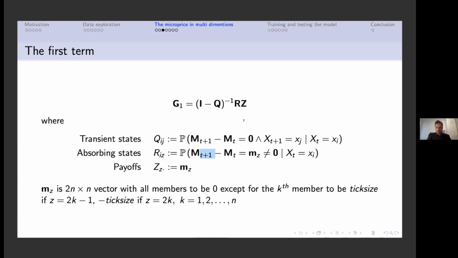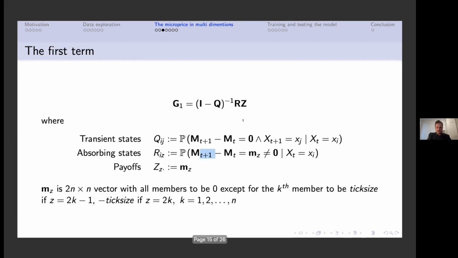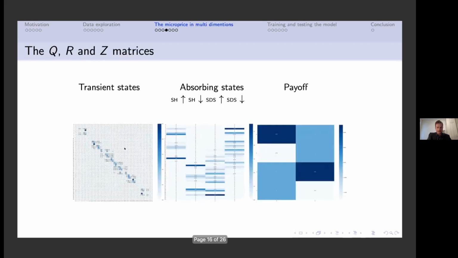Now, in order to build a little bit of intuition, I'll show you what these Q, R, and Z matrices look like. The Q matrix is a 54 by 54 matrix, but it's very sparse. You can see that there are only a few off-diagonal quantities, but it's a very close to diagonal matrix.